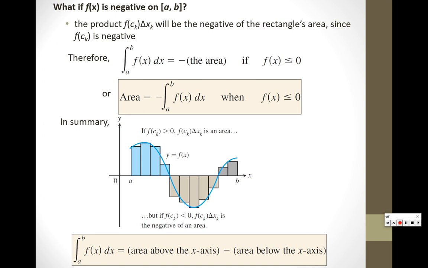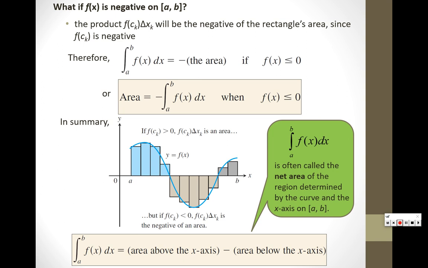So here's the big statement. If you really want the area, find the area above the x-axis, subtract the area below the x-axis. That's what the integral is really saying. It's taking area above, subtract area below, and sometimes we just call that net area.